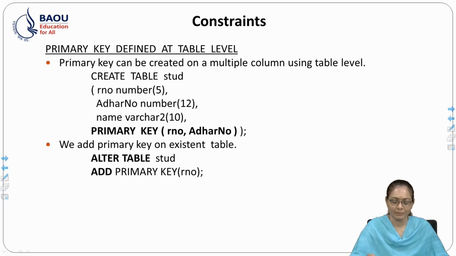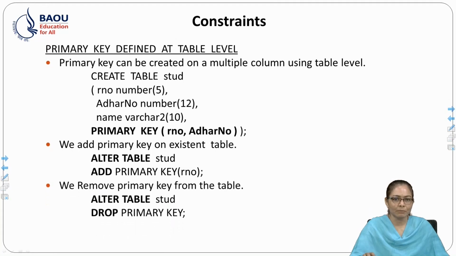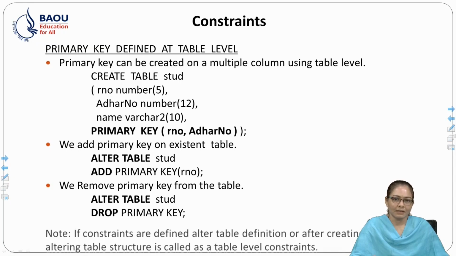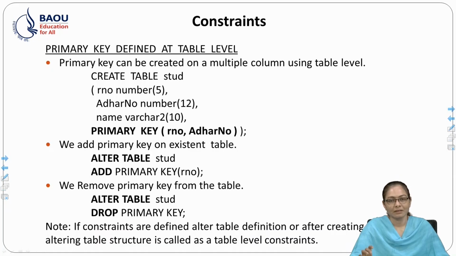Now we remove the primary key from the table. For this we use the alter drop command. For example, alter table student, drop primary key. In the student table, it will delete the primary key, or remove the primary key constraint. Now, if constraints are defined or altered by creating or altering the table structure, it is called a table level constraint.